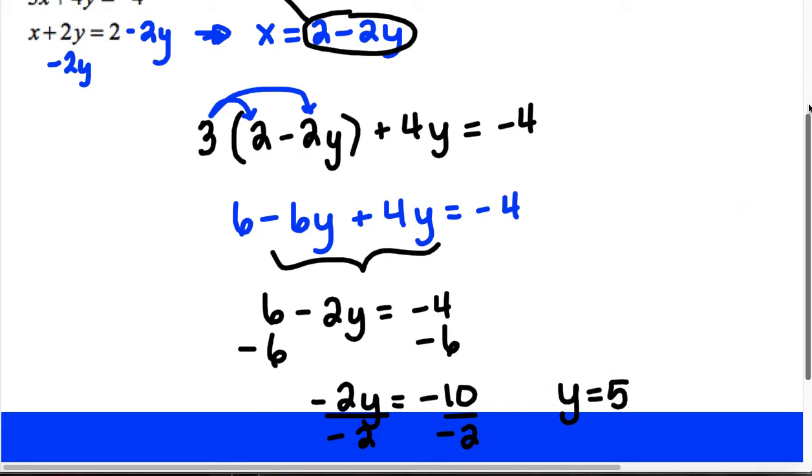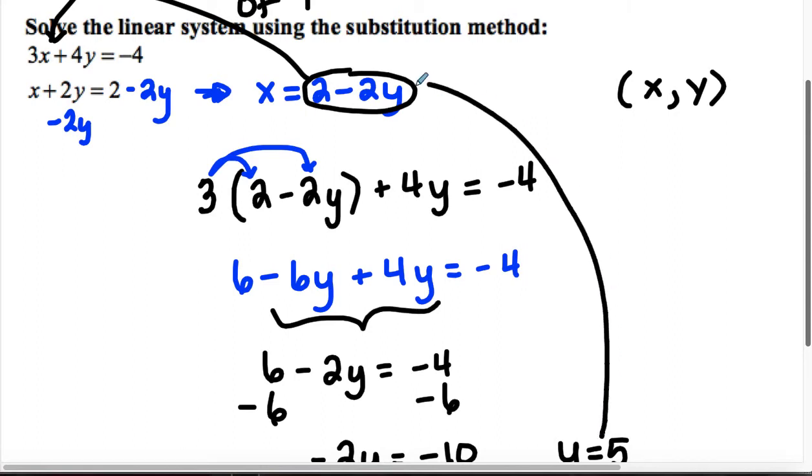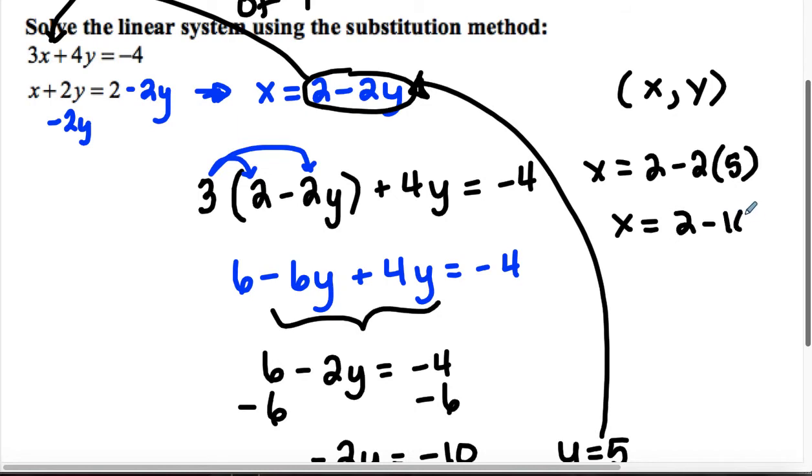All right, but remember, we're looking for a coordinate point, and a coordinate point is an x, y. So we've got to find x. So we take that 5 we just got, we plug it into that equation right there, and we get x equals 2 minus 2 times 5. So x equals 2 minus 10. So x equals negative 8.